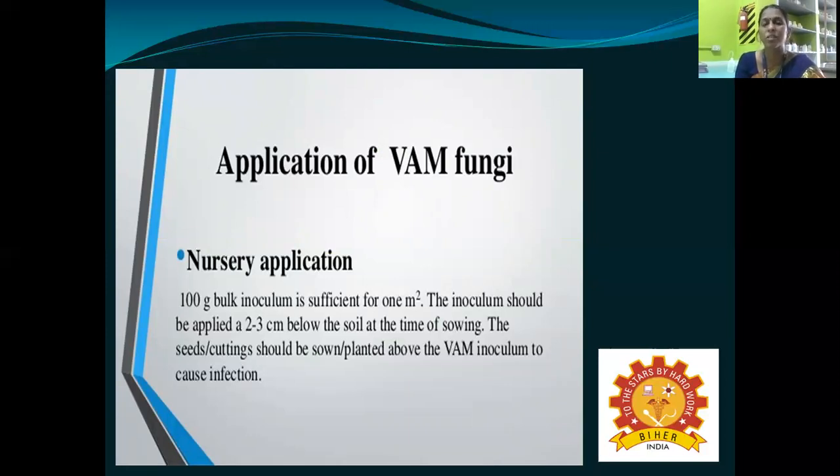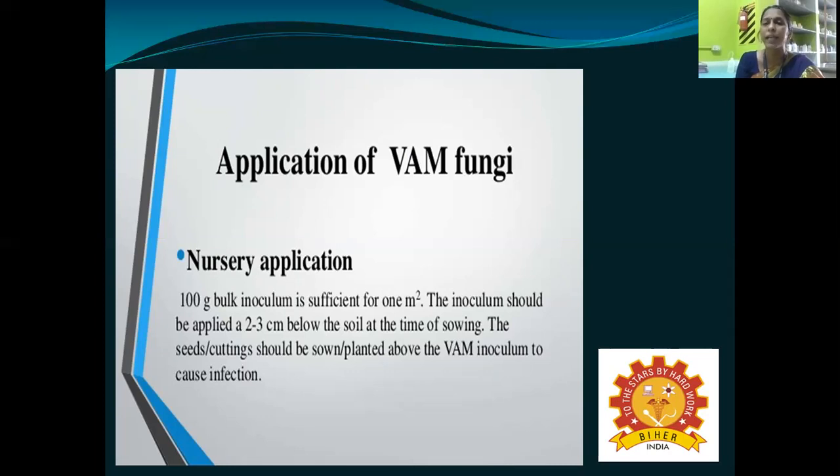So where do you apply this? It is carried out in nursery applications. 100 grams of bulk inoculum is sufficient for 1 square meter. This inoculum should be applied about 2 to 3 centimeters below the soil, before sowing, when you make the bed. So 100 grams of bulk inoculum you can pour 2 to 3 centimeters below the soil before sowing. And the seeds or cuttings should be sown and planted above the AM inoculum to cause the infection.